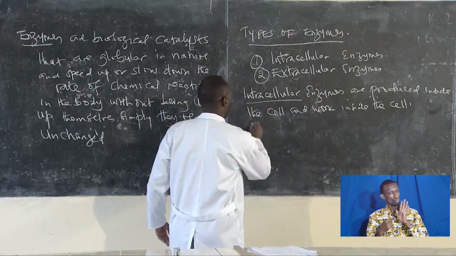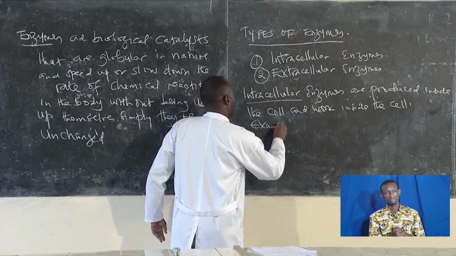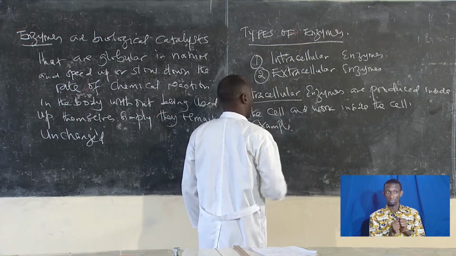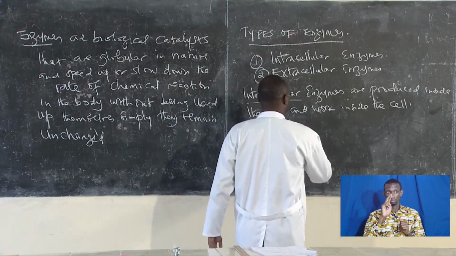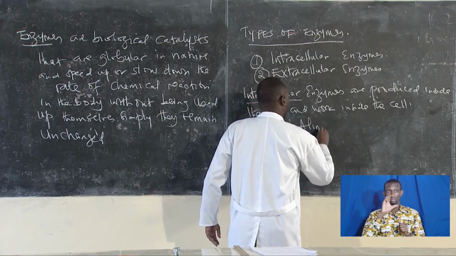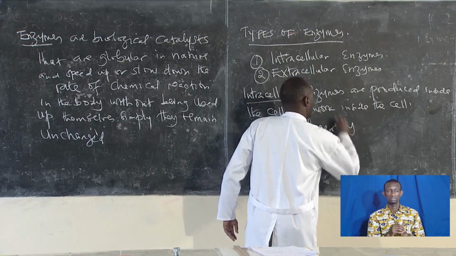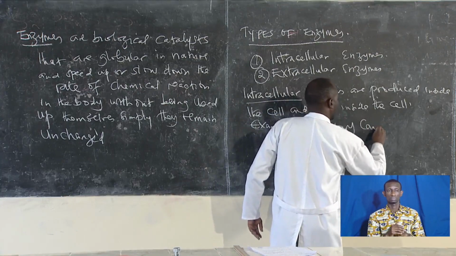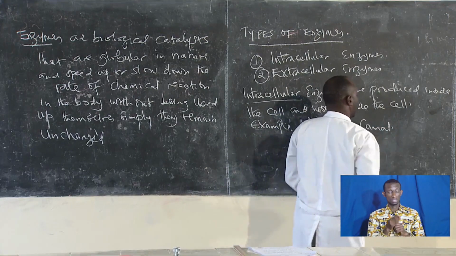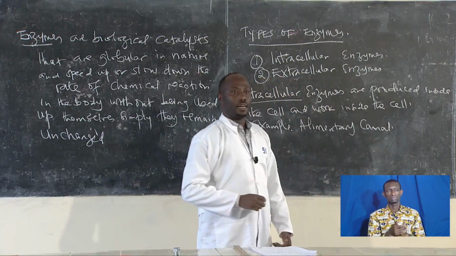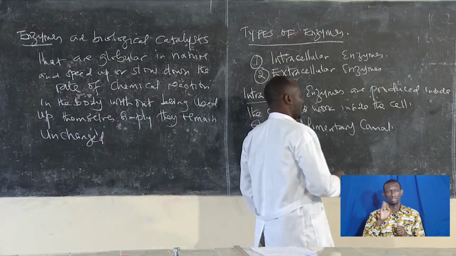Example, we can have examples of intracellular enzymes. We have alimentary canal enzymes, which can be produced in the alimentary canal, and they play a big role in the digestion of food.